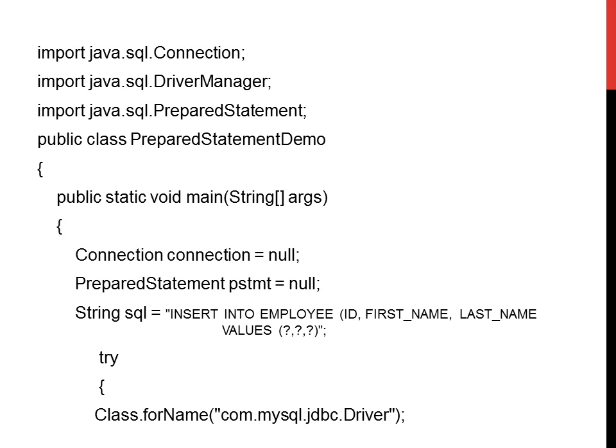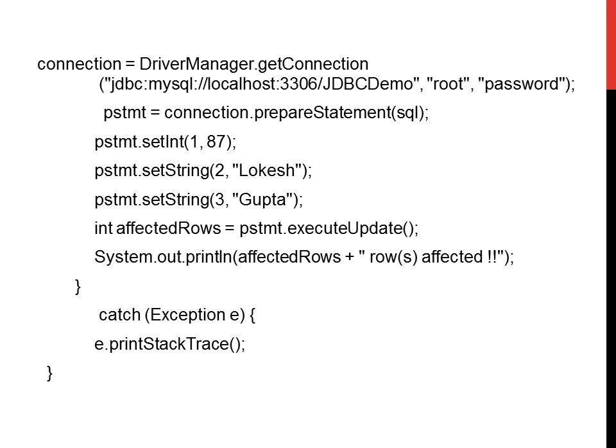First step is you have to register and load the driver. Here you are trying to connect to MySQL, so you have to load the MySQL driver, Class.forName. Then you use the getConnection method to establish a connection to this MySQL database. Our database name is JDBCdemo. It has username root and the password is password itself. Then you have to prepare the statement and give the SQL. You can either directly give the query here, or we can set the query and assign it to a variable. Here sql is a variable that contains the query. Our query is insert into the table the values ID, first name and last name.